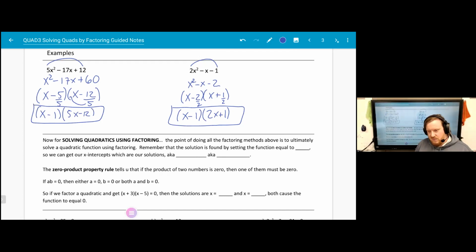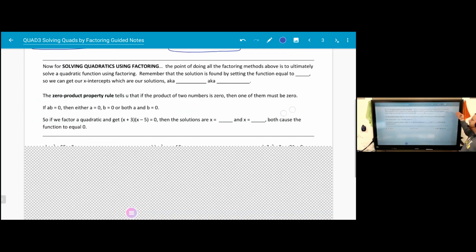And now that we have these two basics down, we got 3 forms, kind of, right? Now that we've done these, how do we solve using these? And I think that's a great question. So the point of doing all this is to solve.